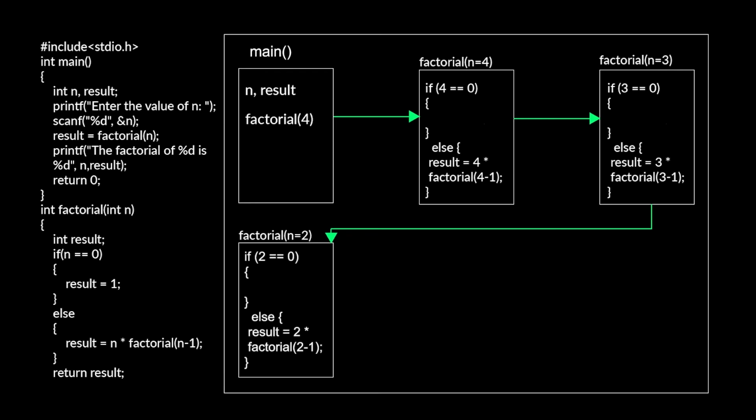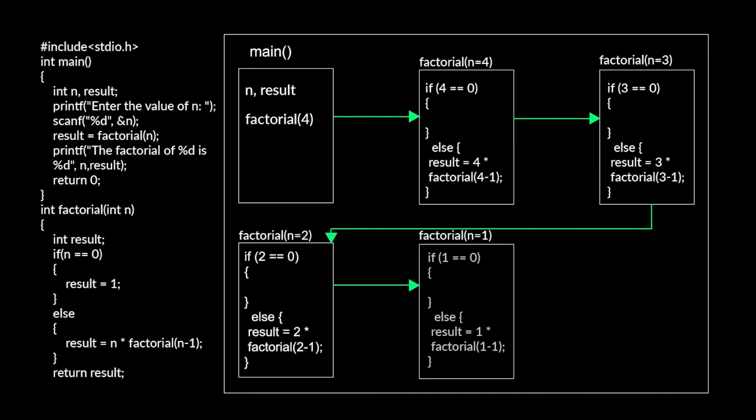Now if 2 equal 0, here also the condition is false. So the if block will not execute. Control goes to the else block. In the else block it is 2 into factorial of 1. Again we have to find what is the value of factorial 1. So one new method space will be created for factorial n equal to 1.